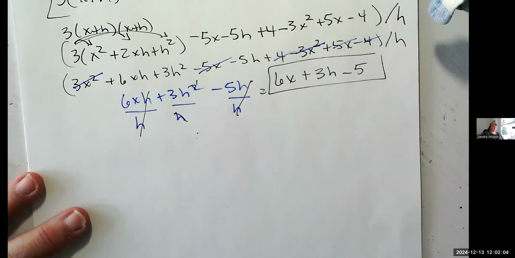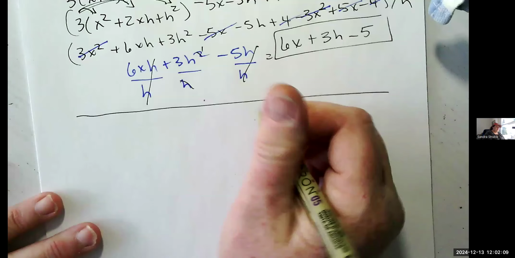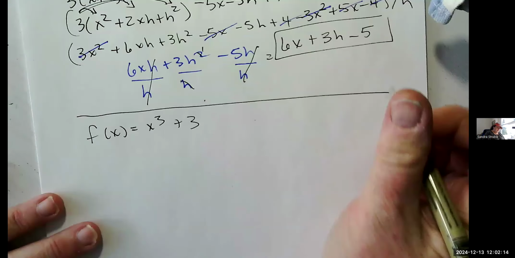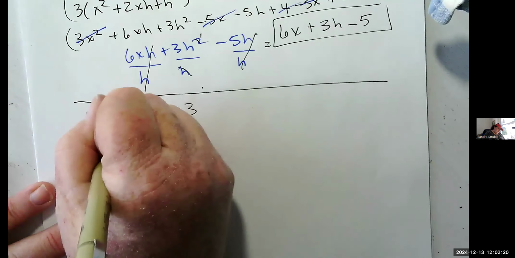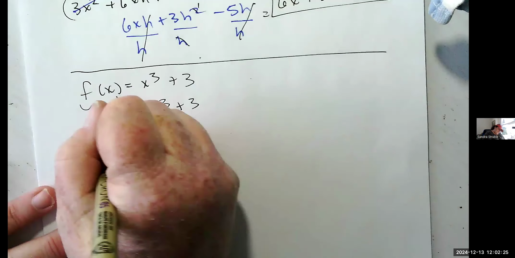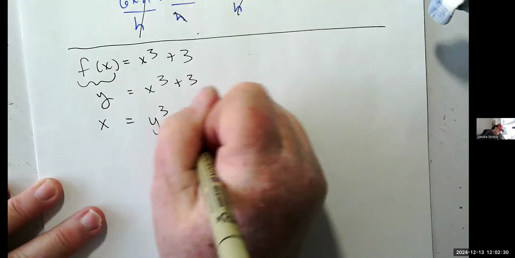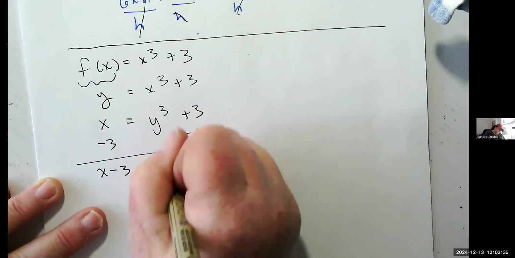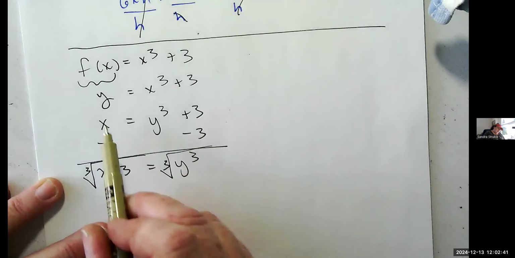All right, given the function, find the inverse. So if the function is that, the first thing you do is you switch f of x to y. Then you switch places with the x and the y. And then you solve for y. So I subtracted 3 from both sides.